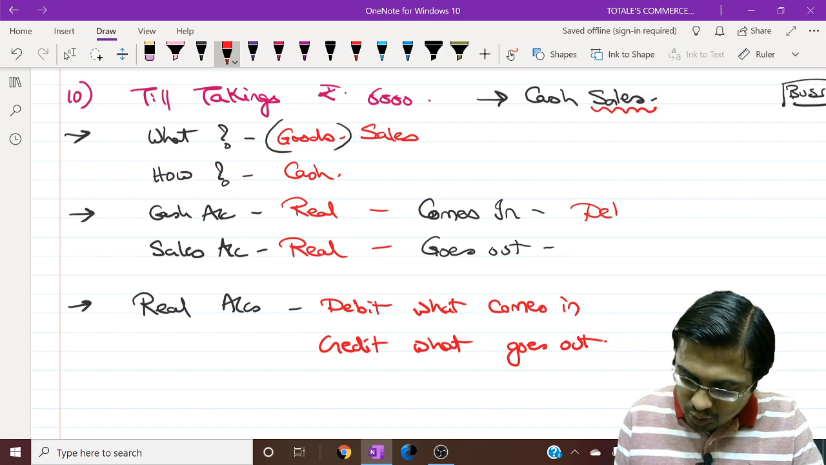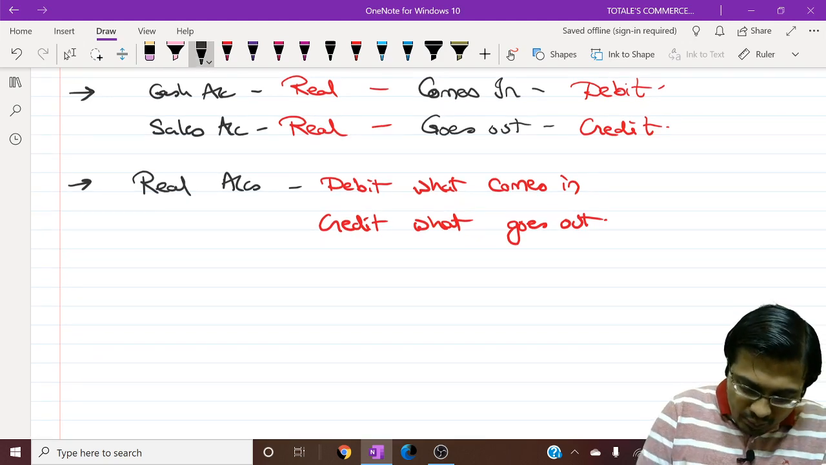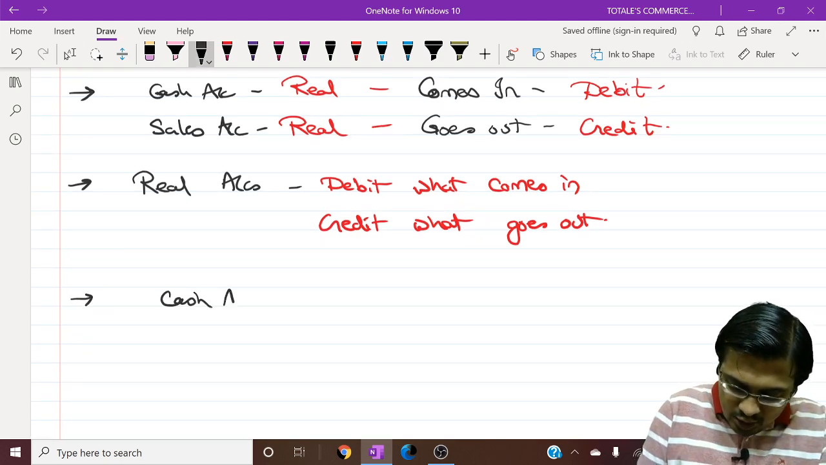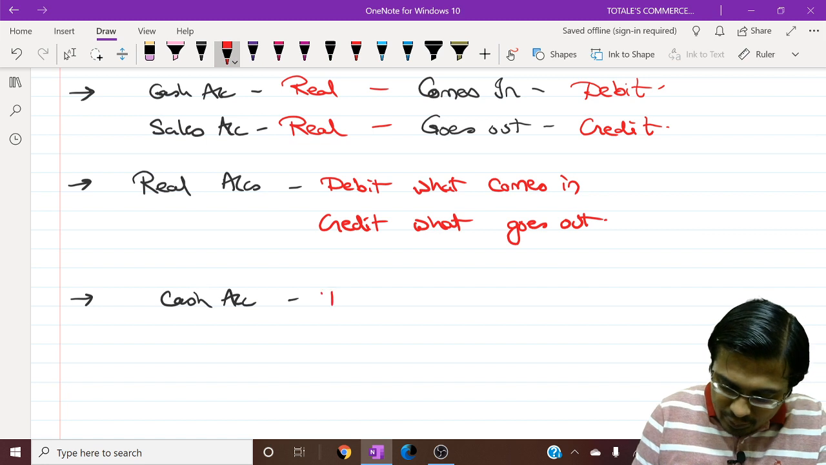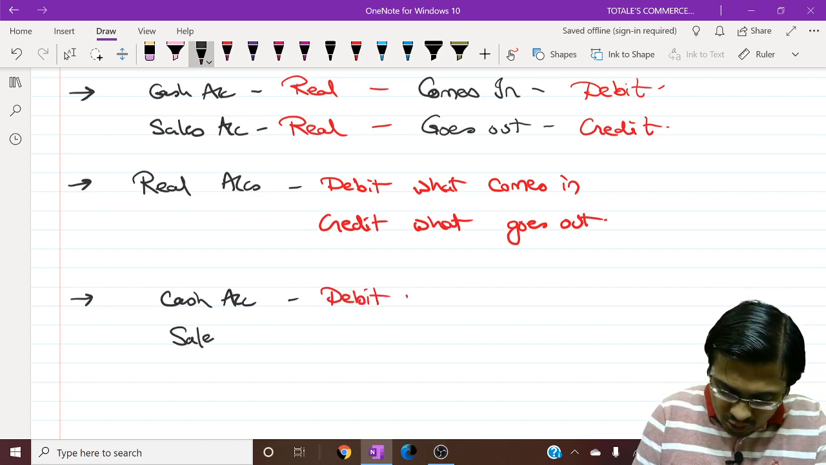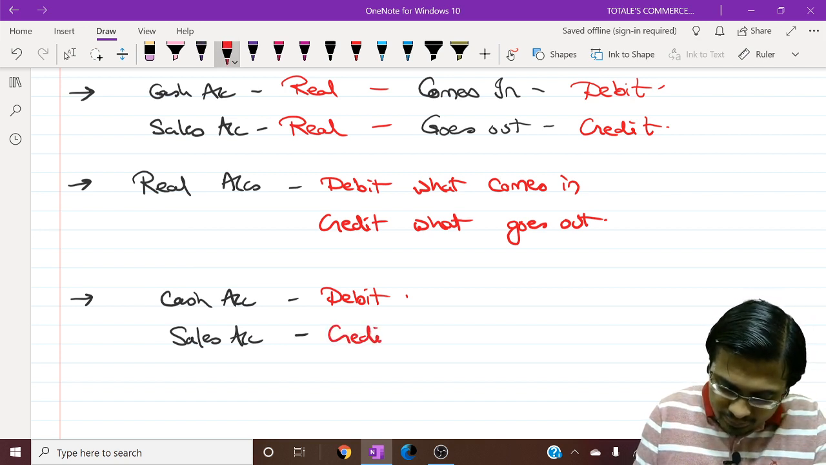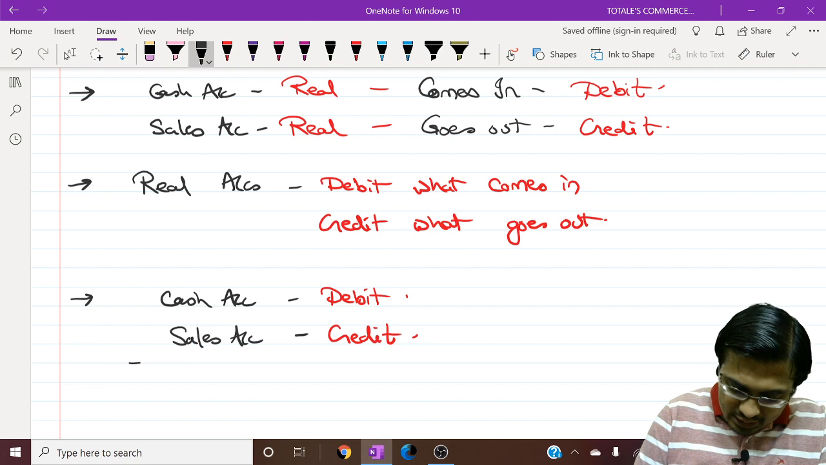Cash is coming in, so cash account is debited. Goods are going out, so goods account is credited. So the final answer we get, my friends, is cash account is debited and sales account is credited. So this is the final answer, my friends.